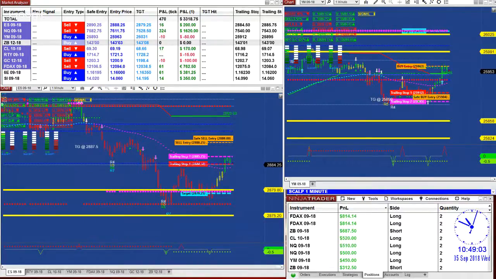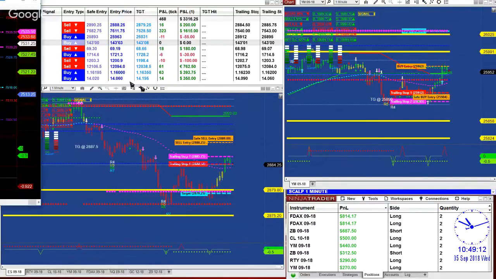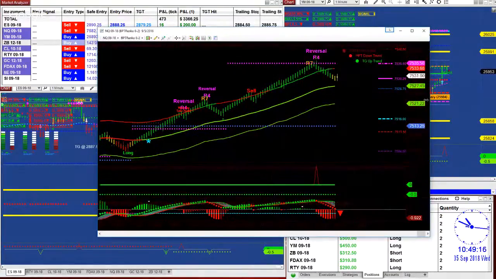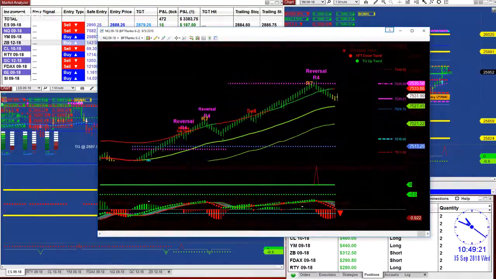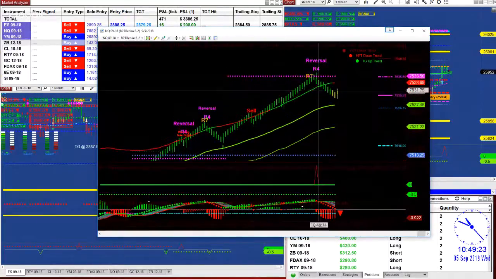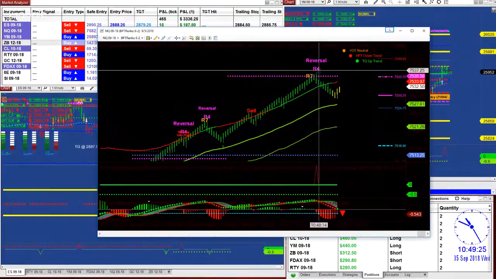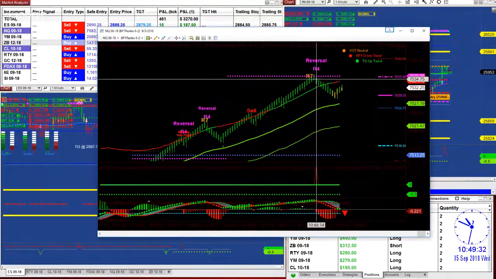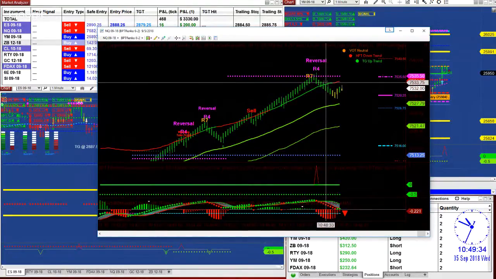Let's see if we can find any trade on the reversals. The Nasdaq, I'm sorry, I should have got you this one here. It's totally out of the band. Reversal, resistance line on the Nasdaq. That would have been a very nice reversal.